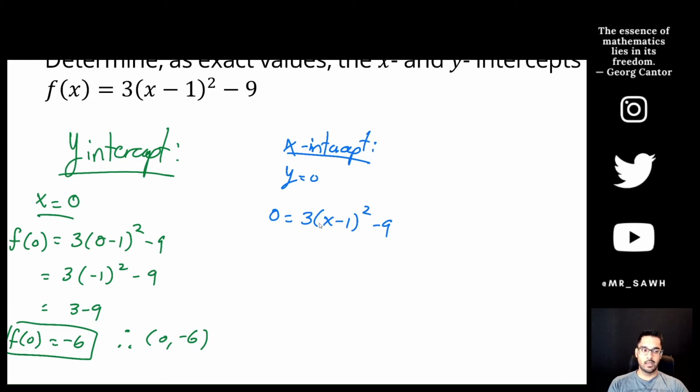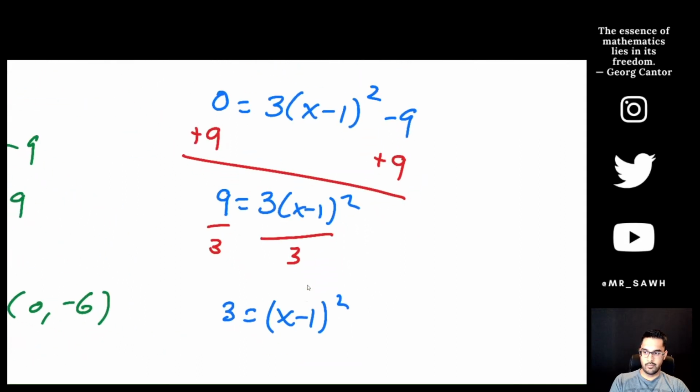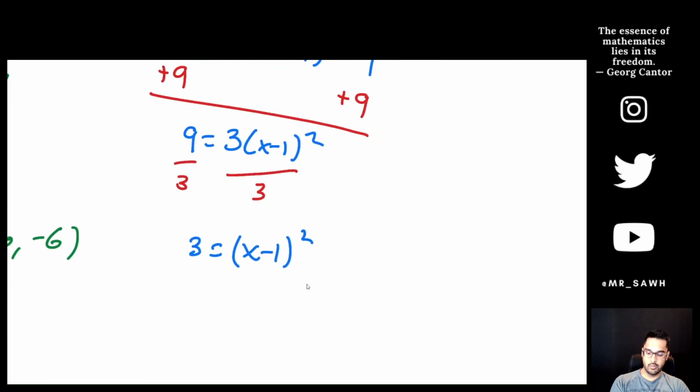So the idea that works here is isolation. So we're just going to get x by itself. So opposite operations is what we'll take care of. So we'll add a 9 to both sides. That'll cancel those out, move them over. So 9 equals 3 times (x minus 1) squared. If you then divide by 3 as your next step, you'll see that 3 is equal to (x minus 1) squared. Well, in order to get rid of the square, we're going to square root both sides.